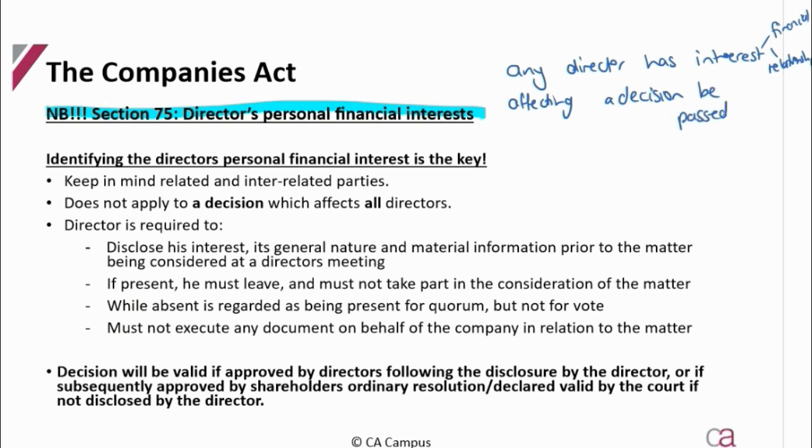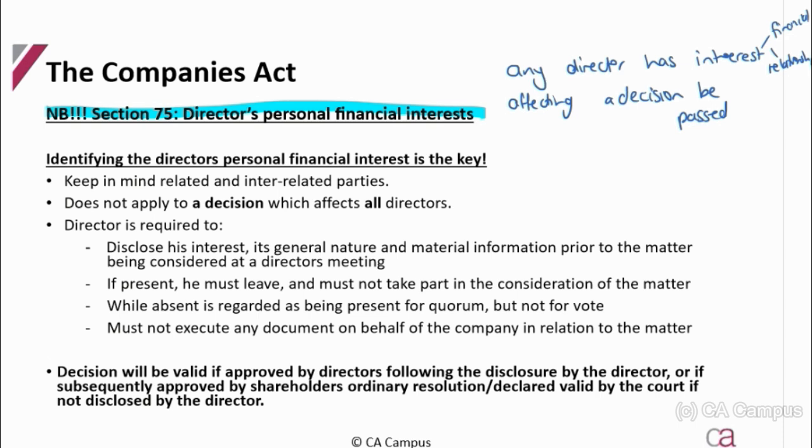So they've got some sort of an interest in this decision. If they have an interest in a decision, they really shouldn't be involved in making that decision, because they have a conflict of interest. Do they do what's best for the company? Do they do what's best for them? They have to do what's best for the company based on their obligation as a director.